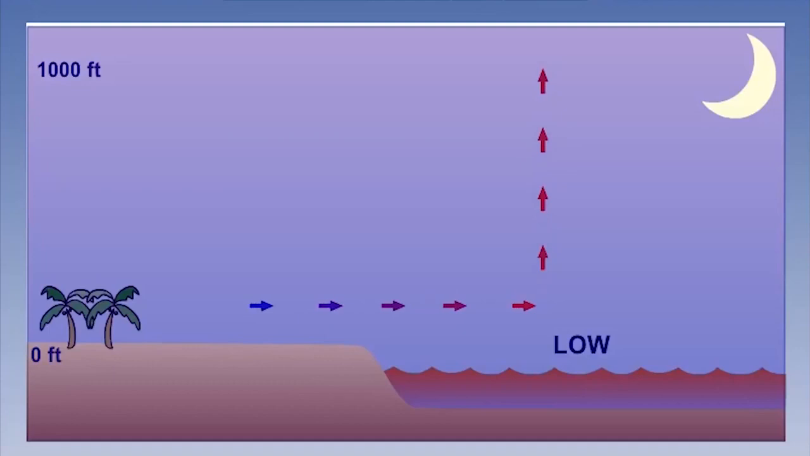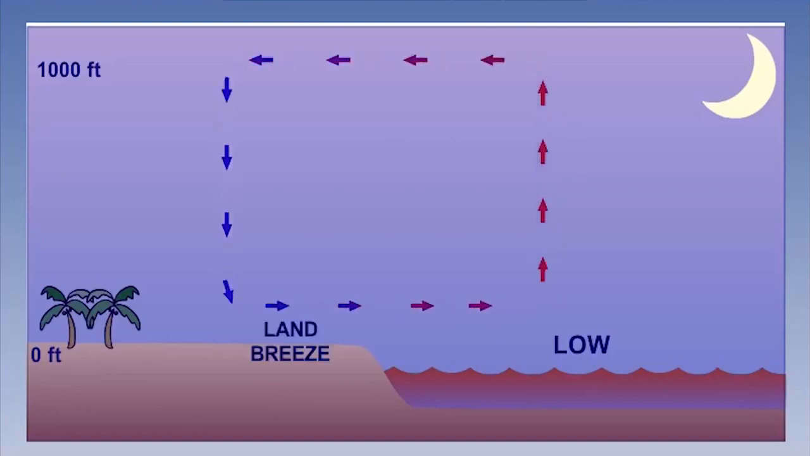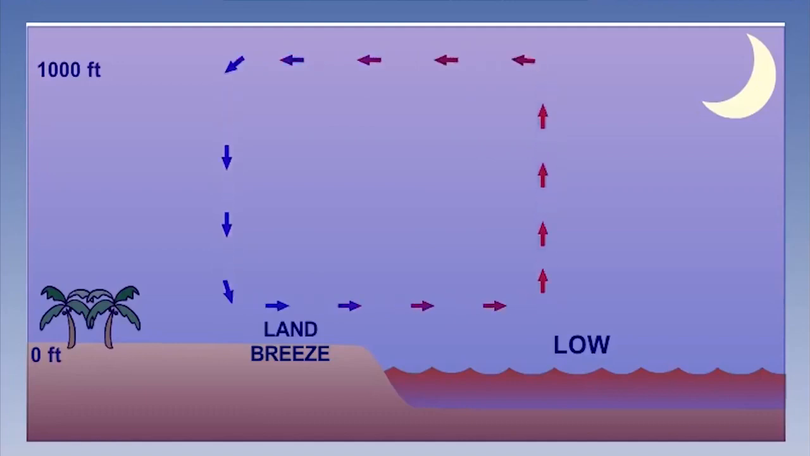This airflow from the land to the sea is known as a land breeze, and its strength will be maximum just after sunrise, where we have the minimum land surface temperatures. Again, this flow of air creates a circulation pattern up to approximately 1,000 feet.